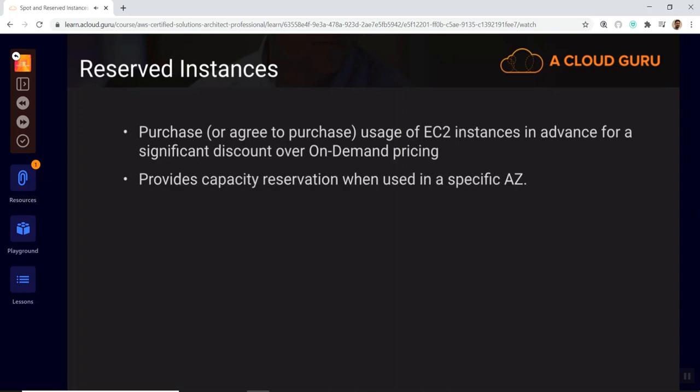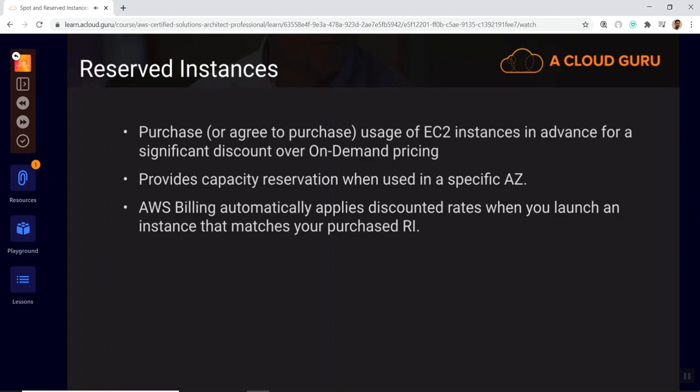And it also can provide reserved capacity when we specify an AZ. So in disaster recovery situations, if we want to make absolutely sure that we're going to have those resources in a disaster when we really need them, reserved instances tagged to an AZ is one way we can reserve that capacity and guarantee that. AWS Billing will automatically apply this discount whenever you launch an instance that matches the instance type or the family of your reserved instance.